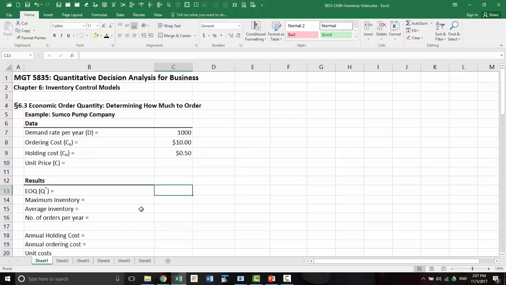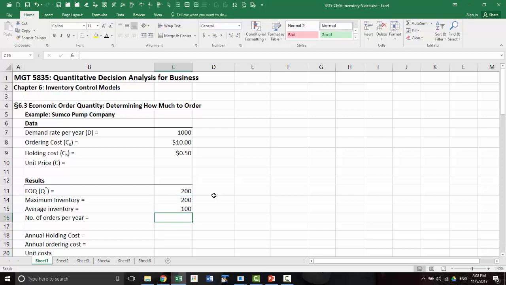Okay, so EOQ then is square root of 2 times annual demand times ordering cost C sub O, divided by holding cost C sub H. So that will give us the EOQ. So the maximum level of inventory that we will have in the inventory cycle is Q. So average inventory will be Q divided by 2.